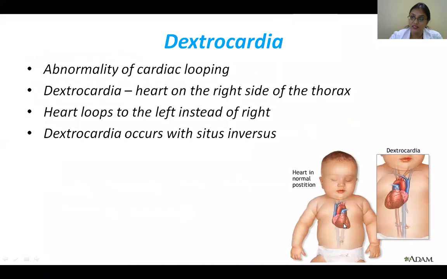So dextrocardia, the looping defect will be there. The cardiac loop goes more towards the left, so the heart loops to the left instead of the right, and then there's dextrocardia. There's a condition called situs inversus. In situs inversus, you have organs like the liver on the left side; normally the liver should be on the right side. So this dextrocardia can be a part of situs inversus, where every other organ is also in the reverse position, or it can be exclusive to the heart, where you see the dextrocardia condition. So the looping defect, okay.